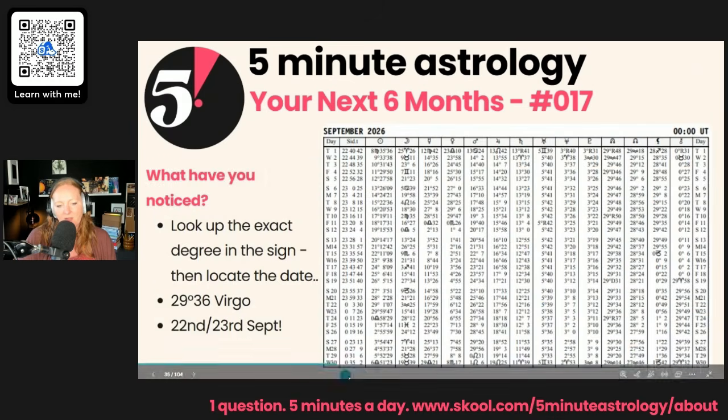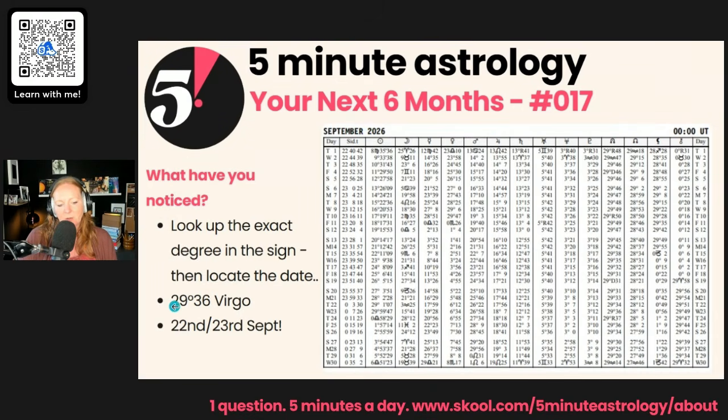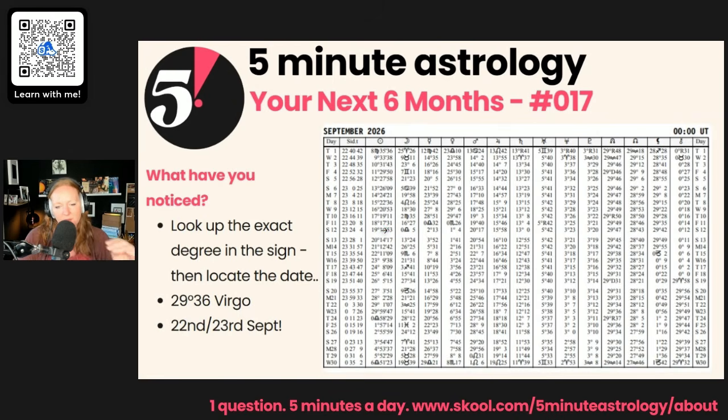So I'm going to look on my ephemeris now for September, because that's the month this is happening in. And I'm going to scan down until I find 29 36. You can see that's the symbol for Virgo, and that's the symbol for the sun. And then we go 29 01 on the 22nd of September and 29 59 on the 23rd of September. What that means is from midnight on the 22nd until midnight on the 23rd, the sun is going into your 11th house. So it's technically happening on the 22nd, but you're also really feeling it on the 23rd as well. So do that for every one of your cusps in order.